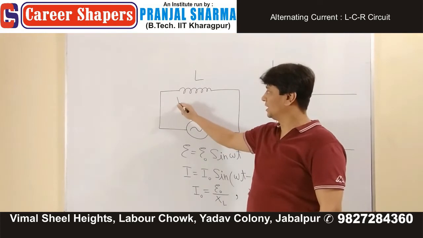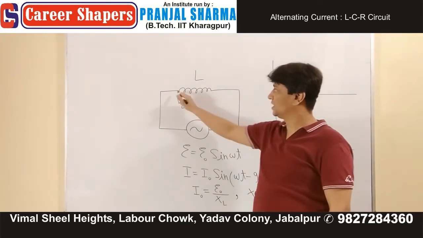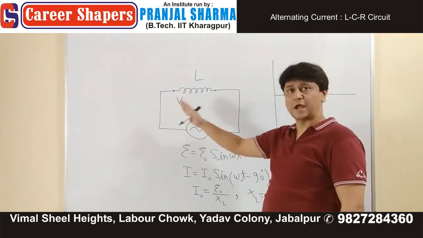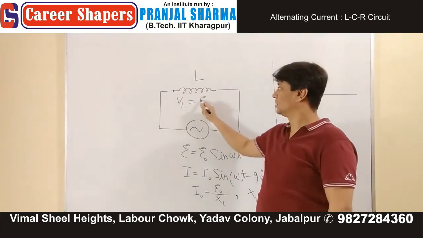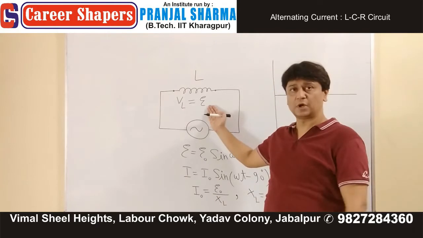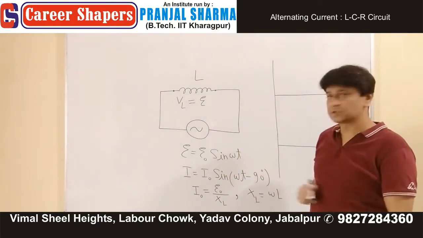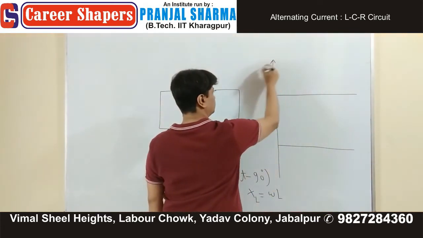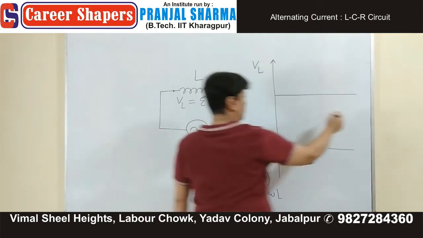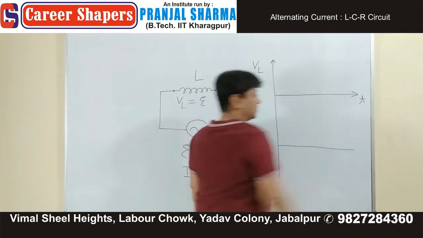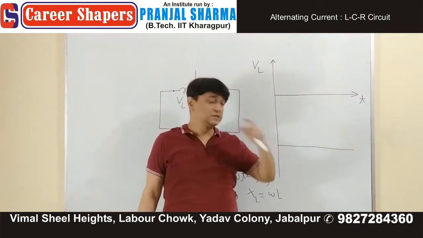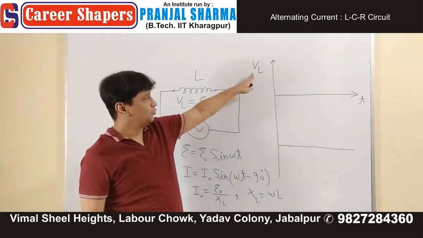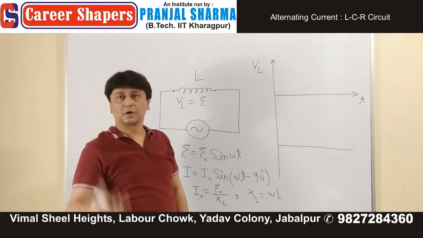When I say VL, VL is the potential difference across the ends of the inductor. So what is this potential difference? I hope you remember, it is E only. And what is E? E naught sine omega t. So when I say you need to plot a graph of V versus T, you're simply plotting a graph of sine omega t.